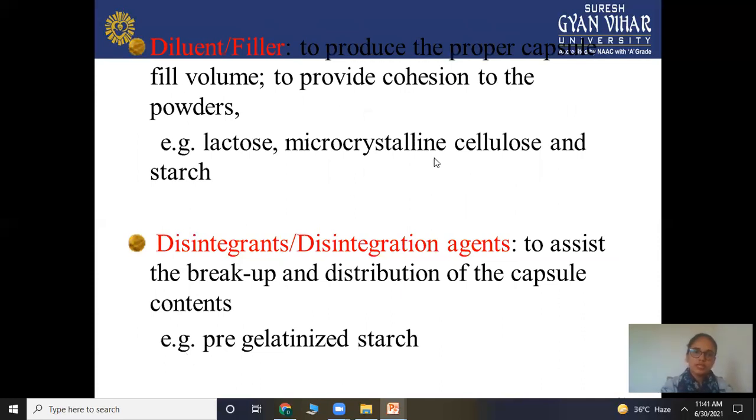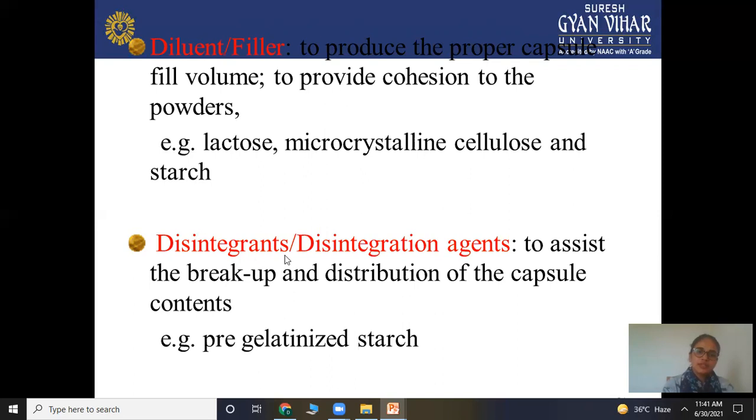Next excipient is diluent and filler. Diluent and filler are used to produce the proper capsule fill volume and to provide cohesion to the powder. Means you use this diluent or filler when the capsule doesn't have sufficient volume to form, or the required volume is not sufficient. So you use diluent and filler to make up the fill volume and provide cohesion to the powder. Mainly used are lactose, microcrystalline cellulose, and starch. These are the excipients used as diluent and filler.